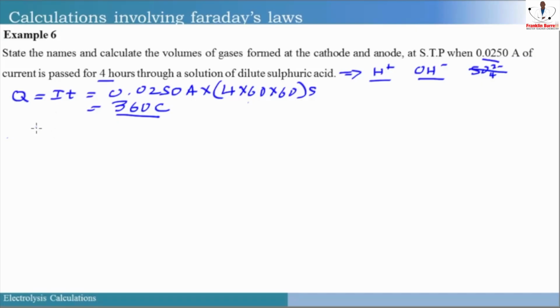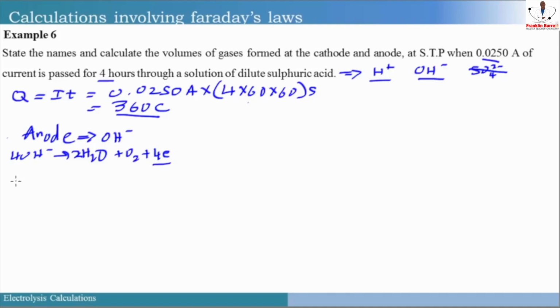So let's do the reactions at the anode, then we'll do the cathode. So at the anode, we know that OH minus would migrate and be liberated in the form of 4OH minus to produce 2H2O plus O2. And we'll add our 4 electrons here. And the 4 electrons here, they are very important.